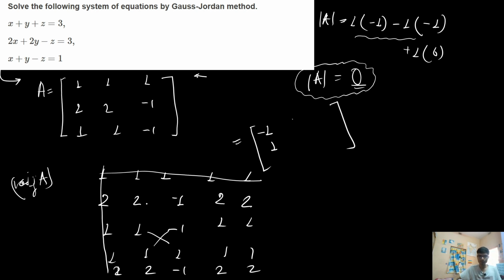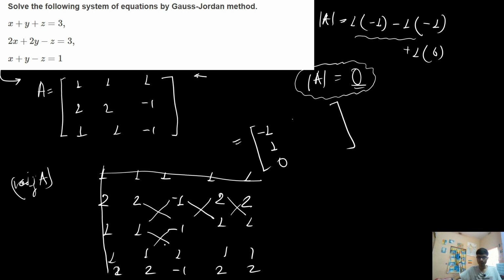Okay, now what we see, this particular product is minus 2 minus of minus 1, minus 2 minus of minus 1, that is minus 1. Similarly this product will be minus 1 minus of minus 2, that will basically be 1, and this will be 1, and this will basically be 0.